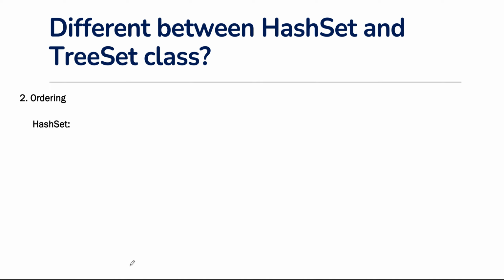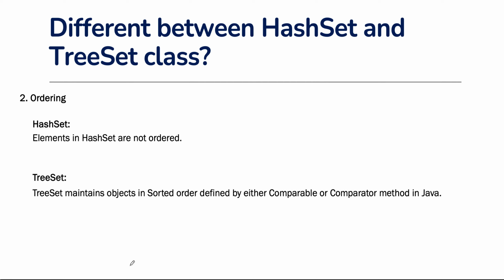So that's what we have been talking about. Elements in a HashSet are not ordered, and it does not maintain any insertion order. But in case of the TreeSet, it maintains objects in sorted order, defined by either the Comparable or Comparator interface in Java. So basically these two are interfaces, and these interfaces are responsible for providing the sorting.